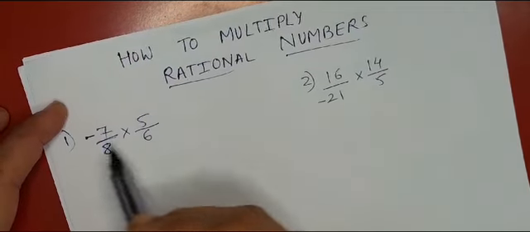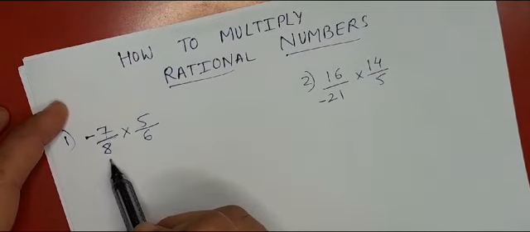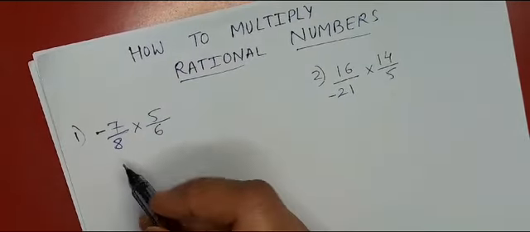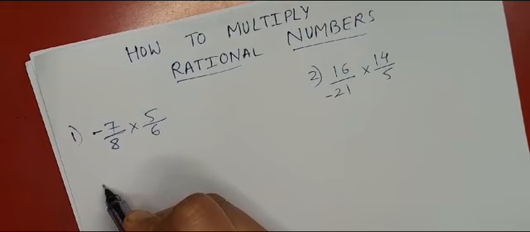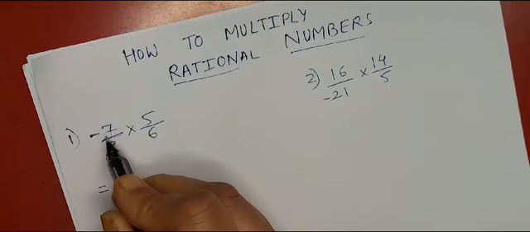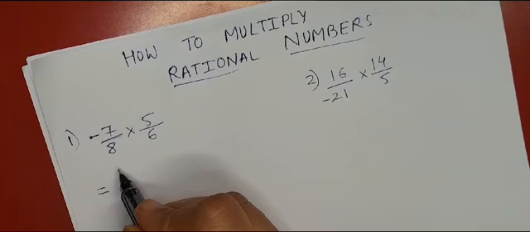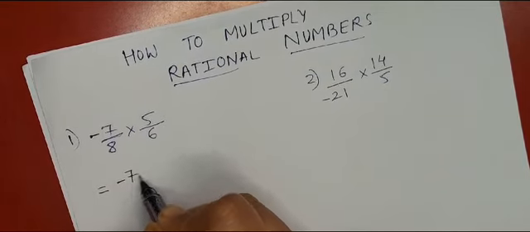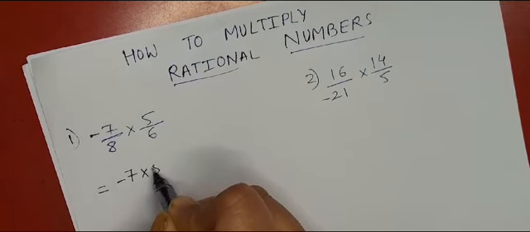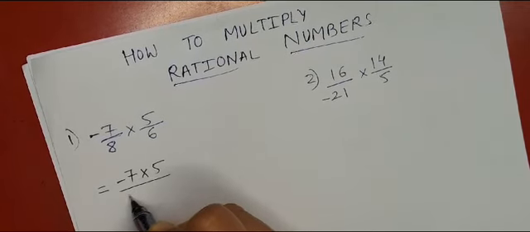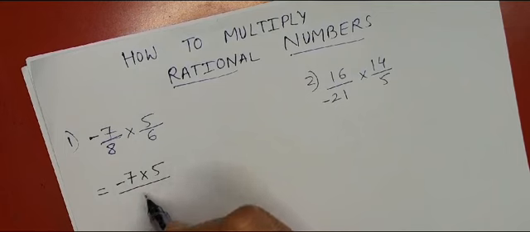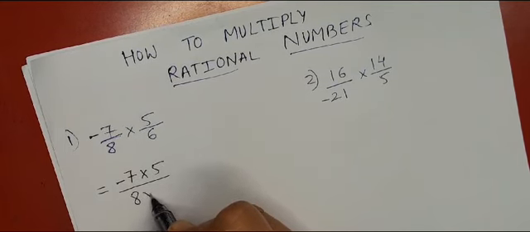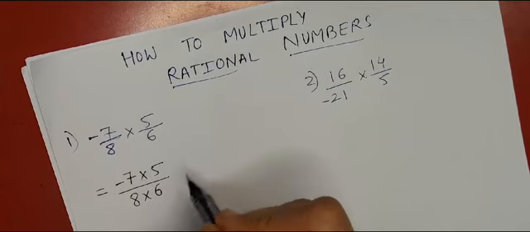In the first example, we have been given negative 7 over 8 multiply 5 over 6. So, in order to multiply these rational numbers, we have to take the numerator together with the multiplication sign in between. So, negative 7 times 5, and the denominator together with the multiplication sign in between. So, 8 times 6 in the denominator.